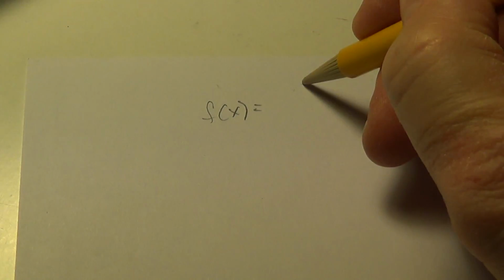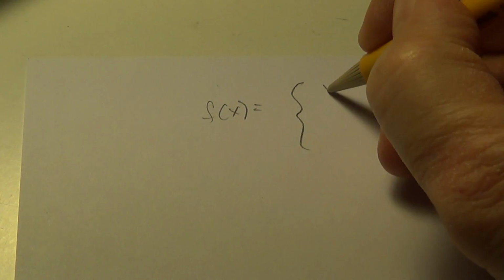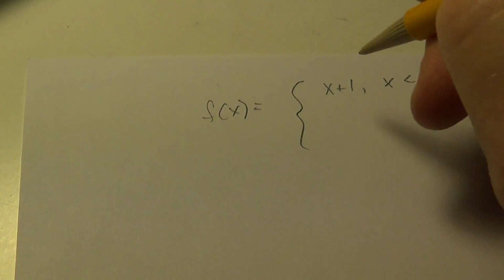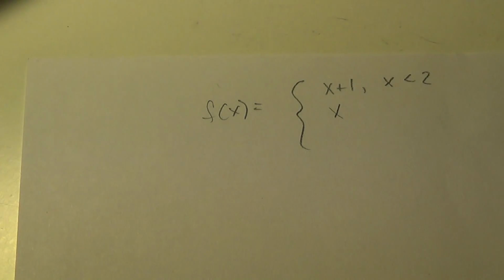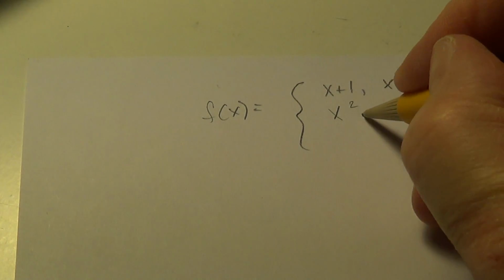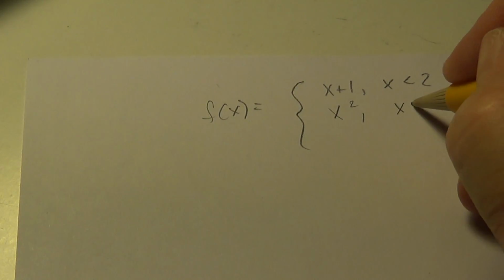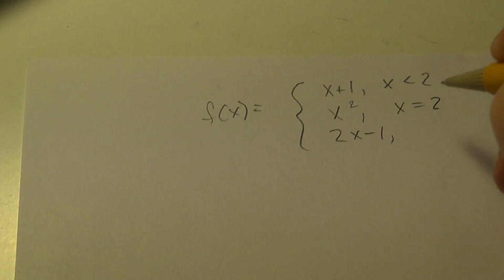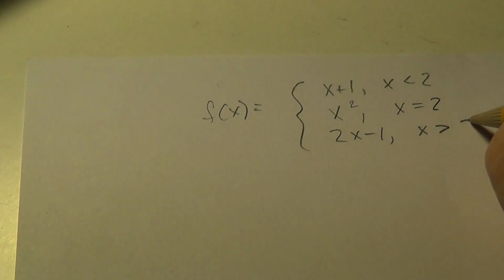Okay, I'll give you this one. I'll let you bring the answer to class tomorrow, so I won't take up all the video time. So you're going to do the same thing I did, and we're going to say f of x equals x plus 1 when x is less than 2. It equals x squared when x equals 2, and it's going to equal 2x minus 1 when x is greater than 2.